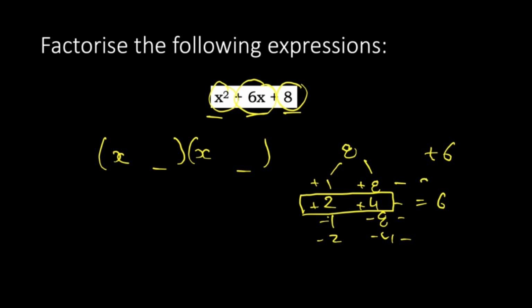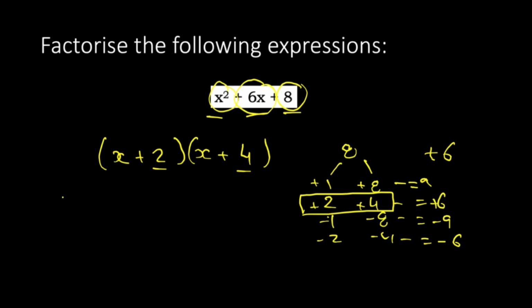Plus 1 and plus 8 will add up to 9. Minus 1 and minus 8 would add up to minus 9. Minus 2 and minus 4 would add up to minus 6. We want positive 6. So we will choose this set of numbers. So then you plot that in the brackets. So x plus 2 and x plus 4. And this would be your factorized answer.